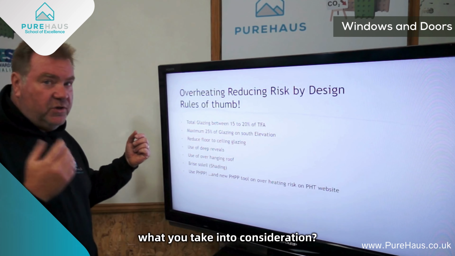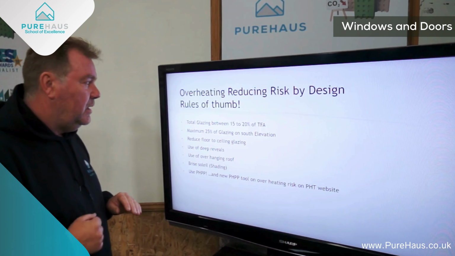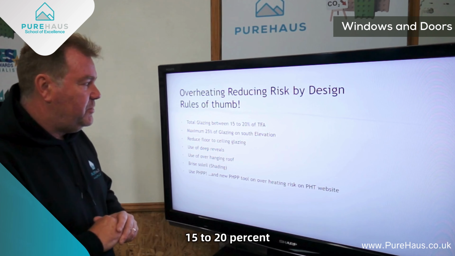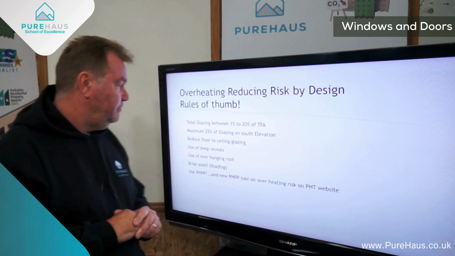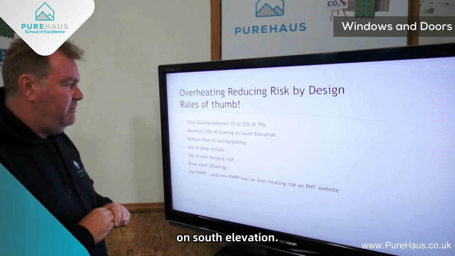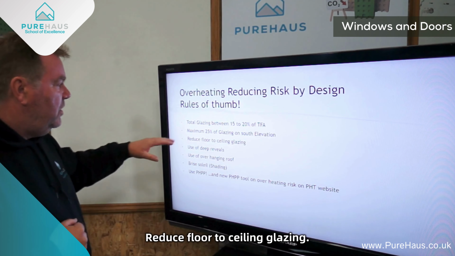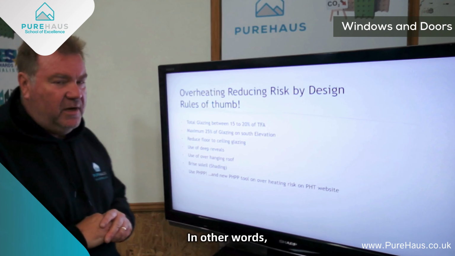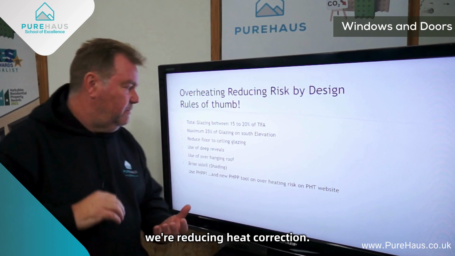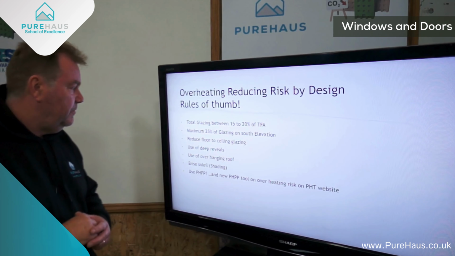What do you take into consideration? Total glazing, 15 to 20%. Maximum 25% of glass on south elevation. This is in proportion to your build. Reduce floor to ceiling glazing. In other words, we're reducing heat. Correction. In other words, we're reducing the height.